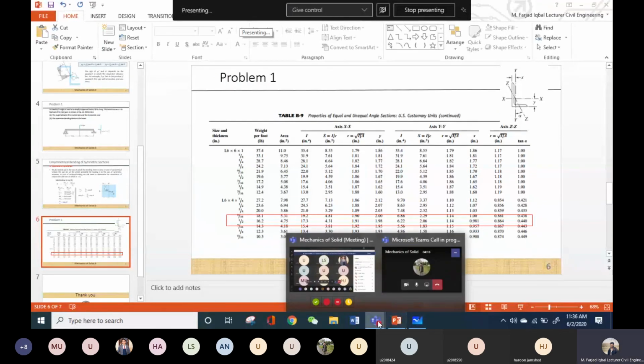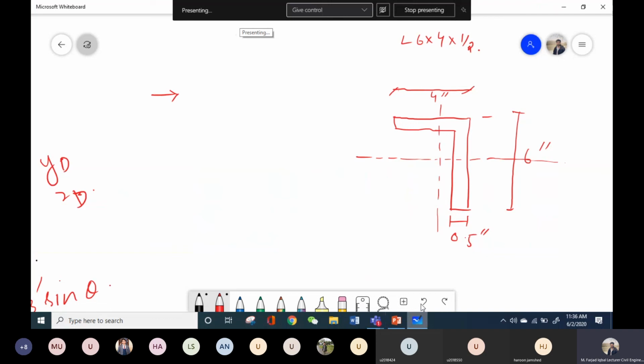So in our section, what will be this y distance? This y distance is from this point, which is the horizontal axis, to the extreme top of the shorter leg, and this distance is given as 1.98. So what will be this distance? Anyone, just give me this distance quickly.